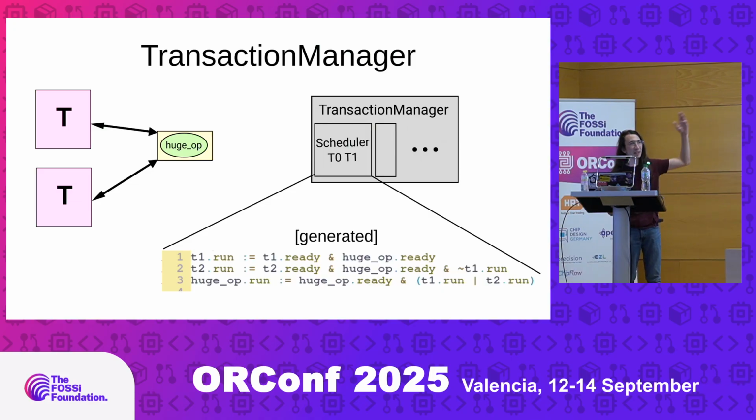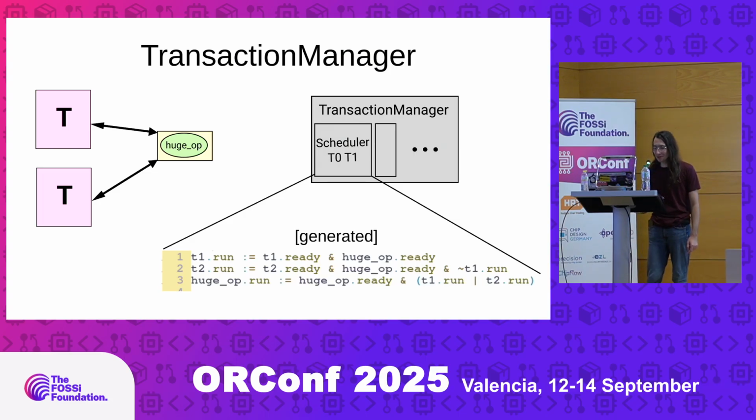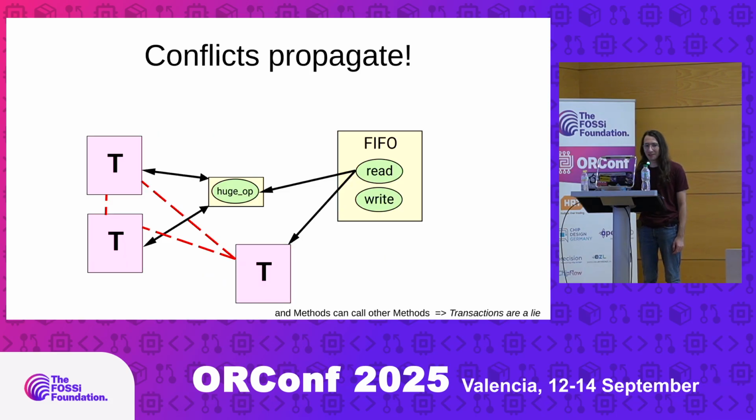You just call the methods from two transactions, and it all happens in the generated output Verilog. And also, if you are not confused enough for now, methods can call other methods.